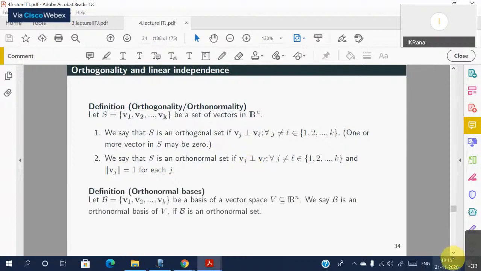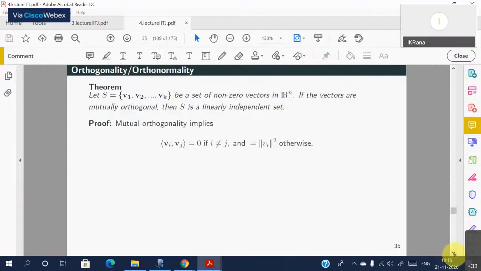So this is a question one would like to answer: if B is a basis of a vector space, we say B is an orthonormal basis if it also forms an orthonormal set, like (1, 0, 0), (0, 1, 0) and (0, 0, 1) in R3. If these vectors are mutually orthogonal and the length is equal to 1, then we say it is an orthonormal set. So an obvious thing: if they are mutually orthogonal, then they are also linearly independent.